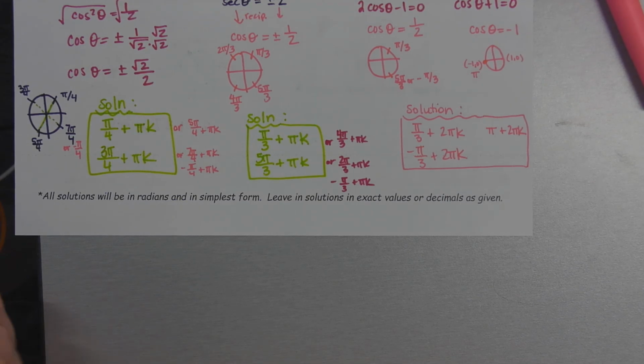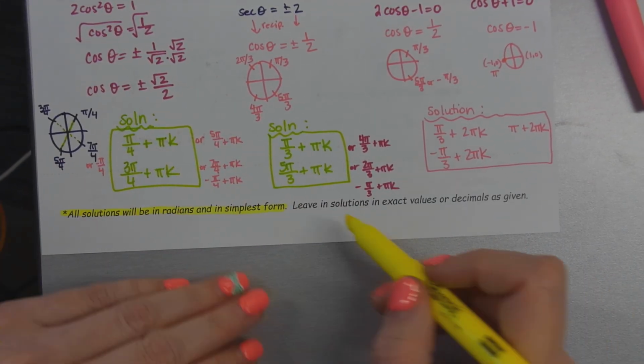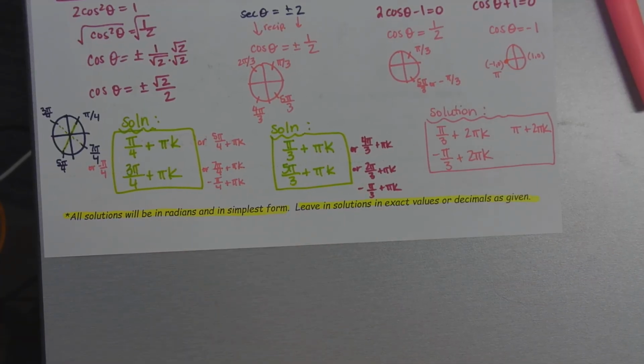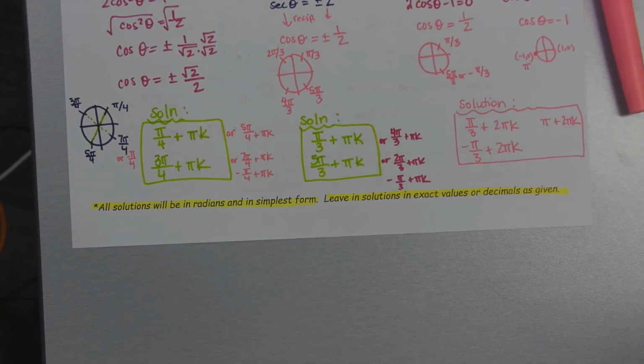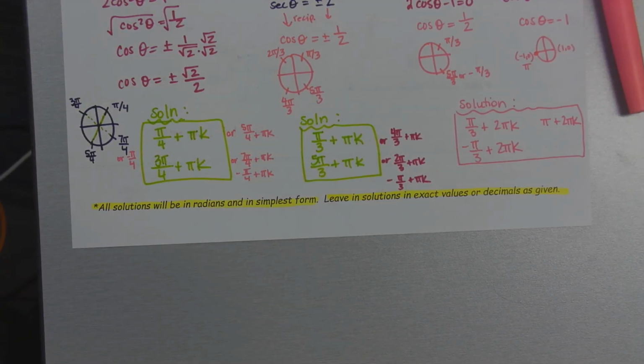Just make sure all of your solutions are in radians and in simplest form. And then you're just going to leave them as exact values or your decimals as given. Okay, your assignment is 12 questions. I'm telling you that because when you look at it, you're like, oh, that seems like a lot. It's just 12 equations. And it is really important that you practice seeing those different types of equations.